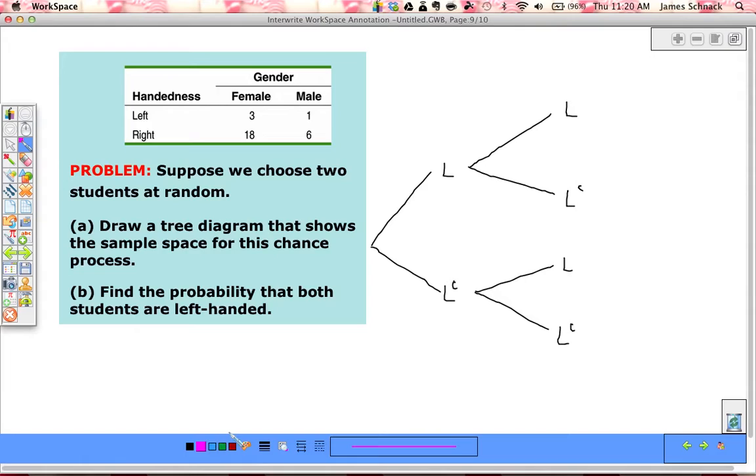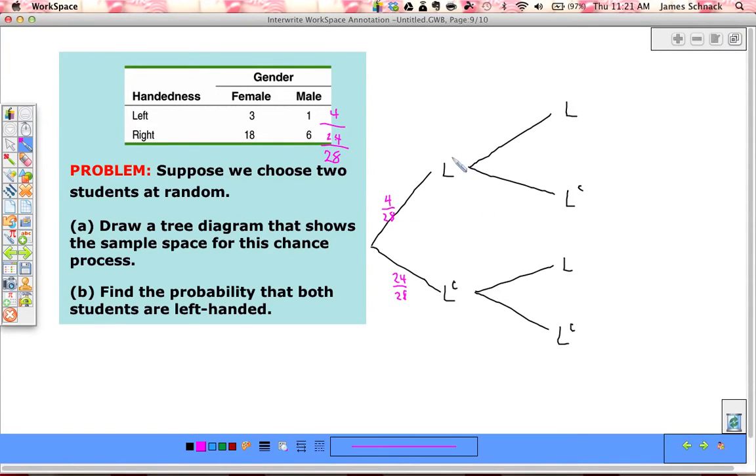Now we label the probabilities. So on the first pick, what is the probability that we pick a lefty? Well, it is 4 out of a total of 28 students. And the probability of picking a right-handed person, a person that's not left-handed, that would be 24 out of 28. We can total up here. Lefties is 4 and the total is 28. Those are the numbers we care about. Sorry, this should be 24.